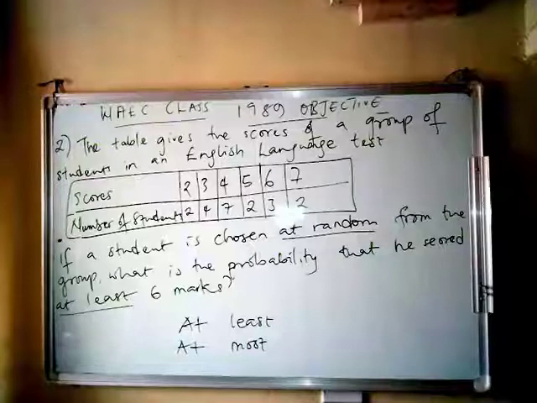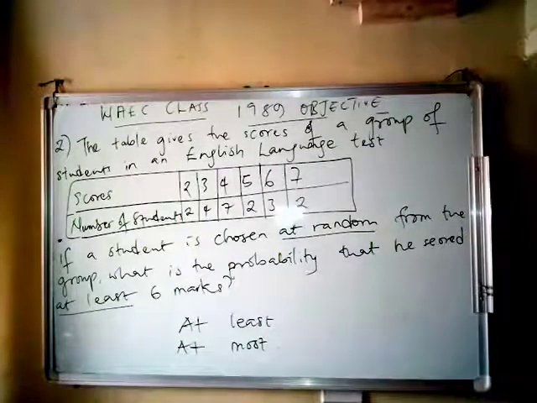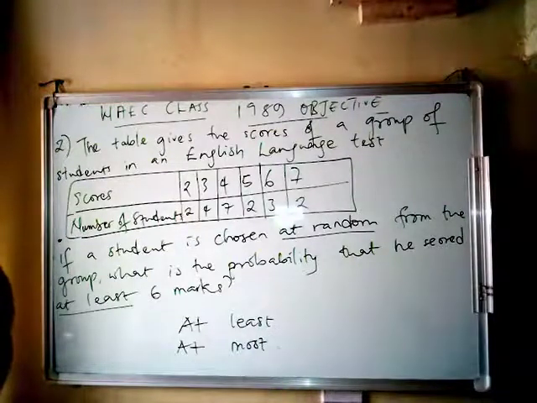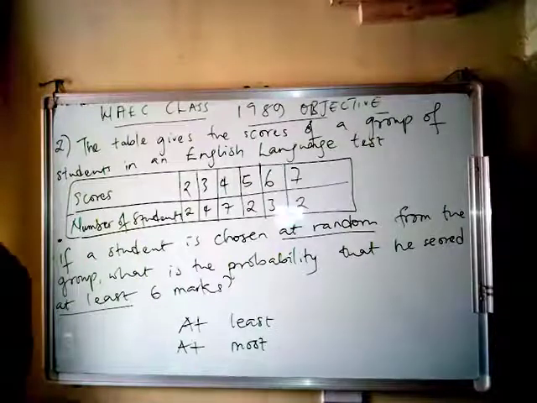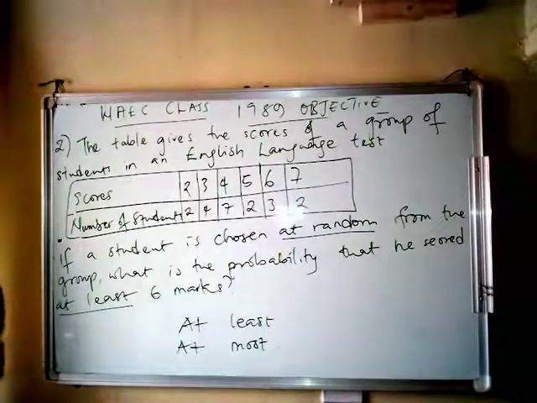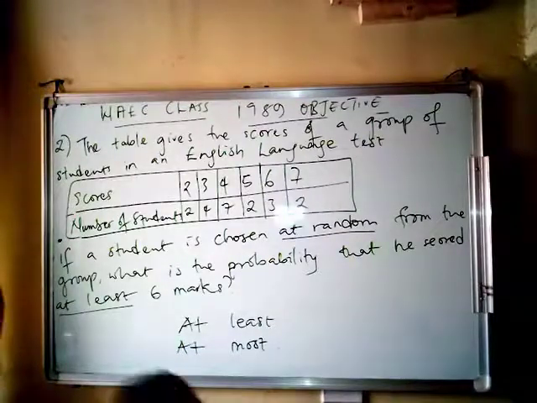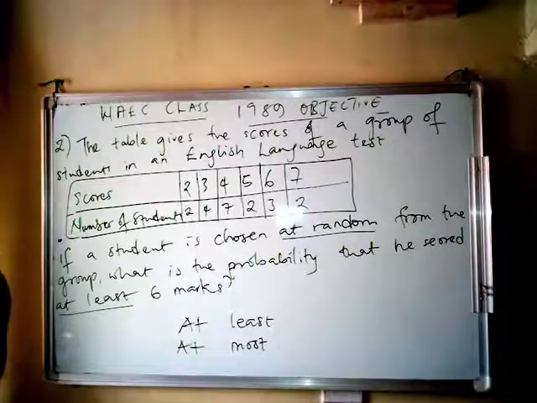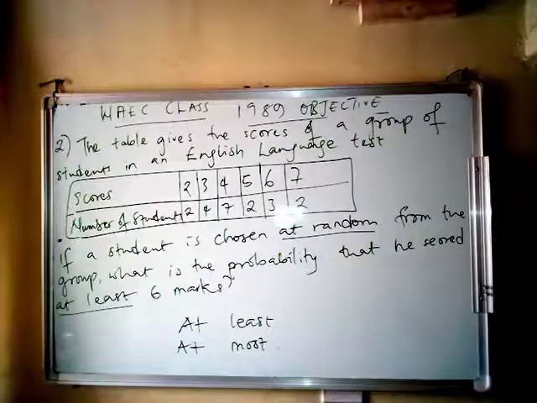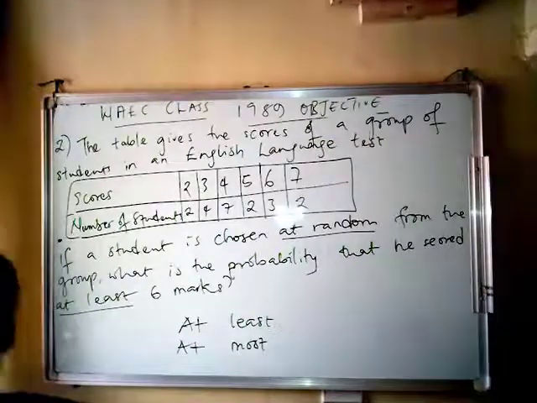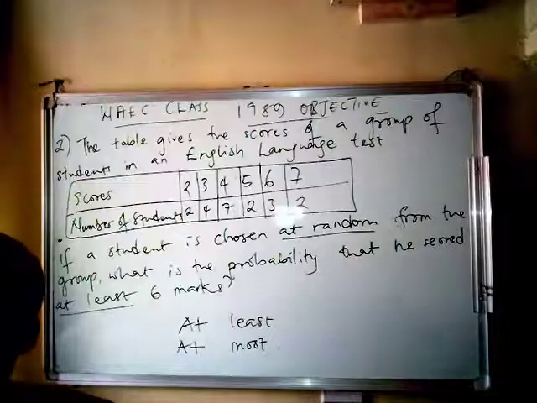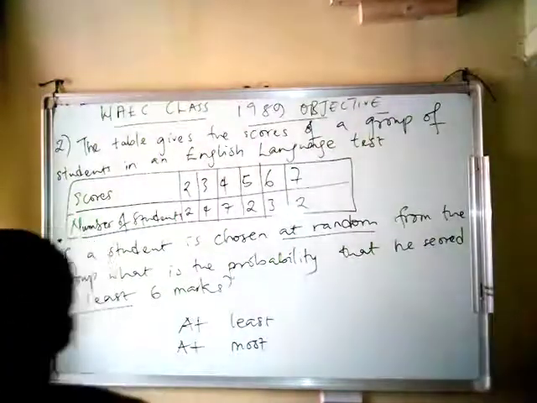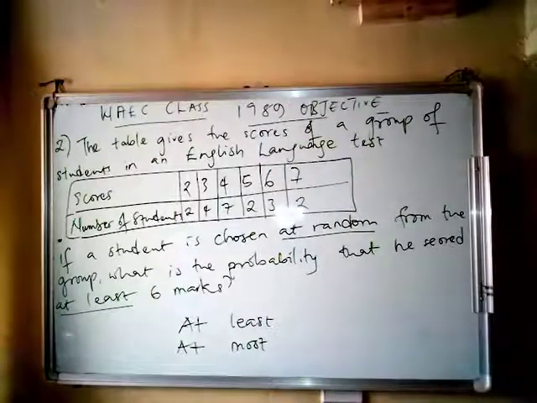So with that analogy in mind, having at least 6 marks means you could have 7, you could have 8, you could have 9, but you cannot have below 6. You cannot have below 6, but you can have above 6. But if it says at most 6, you cannot have above 6, but you can have below 6. I hope it's very clear that way. So that is the difference between at most and at least. So let's get to the solution proper.